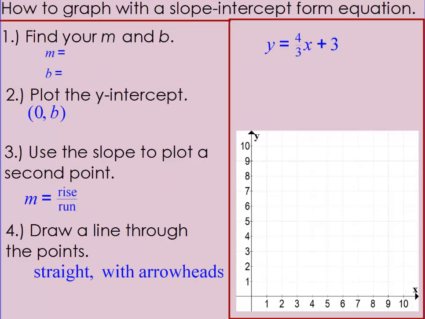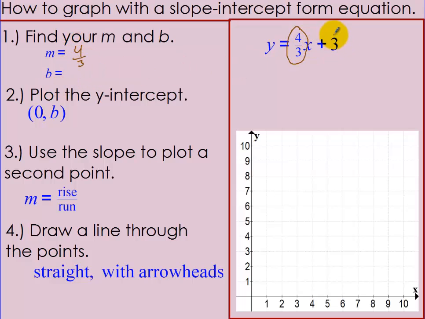So before I do that, how do I graph with the slope-intercept form equation? So I'm going to do an example right here, and I got 4 steps. So here's my example. You want to write this out. So the 4 steps, the first thing you have to do is figure out what your m and b is. So your m is your slope, and that's just going to be the coefficient of the x. So that's going to be 4/3.